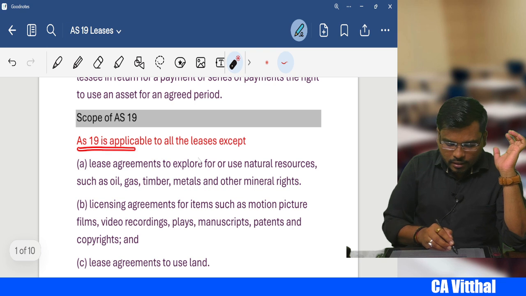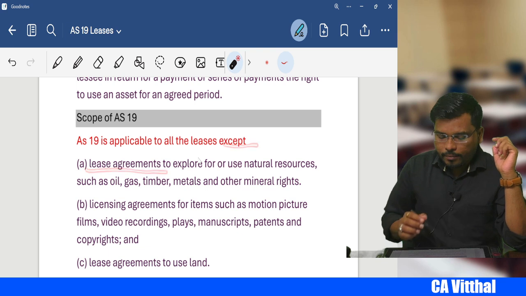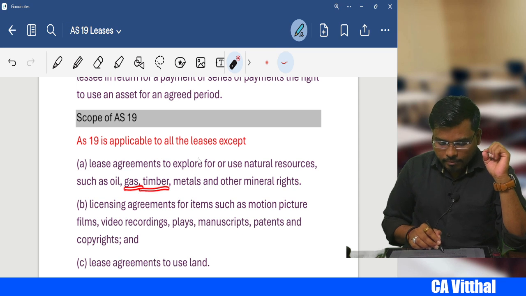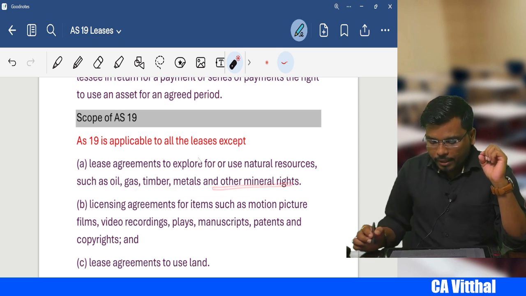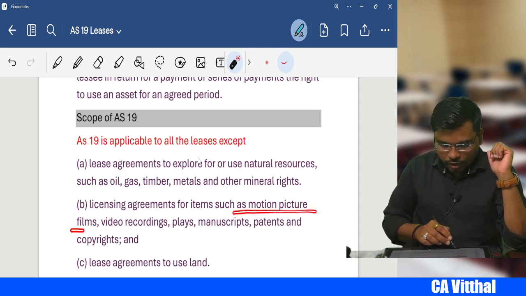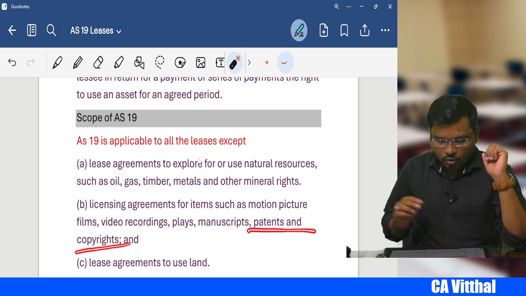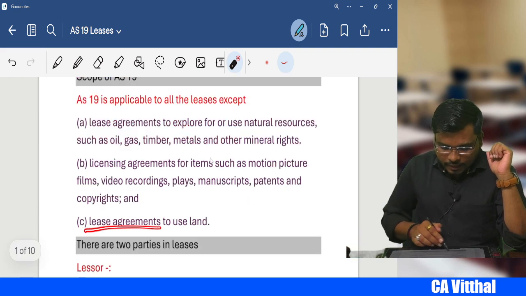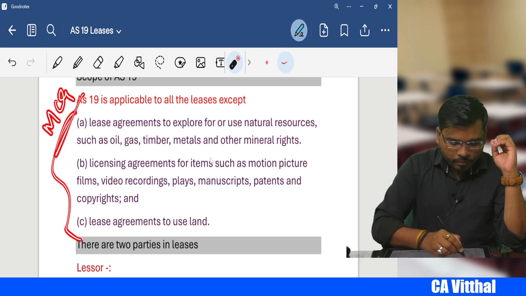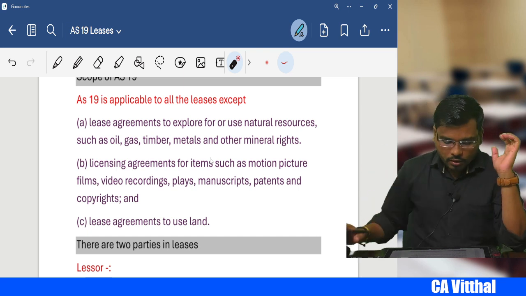Next, sir, what is the scope of this AS 19? This AS 19 is applicable to all types of leases except lease agreements to use natural resources such as oil, gas, timber, metals and other mineral rights, then licensing agreements, that is motion picture films, video recordings, plays, manuscripts, patents and copyrights. Thereafter, lease agreements to use land. In MCQs, they may ask a question from this: lease is applicable to all the transactions except what? So this is very important.